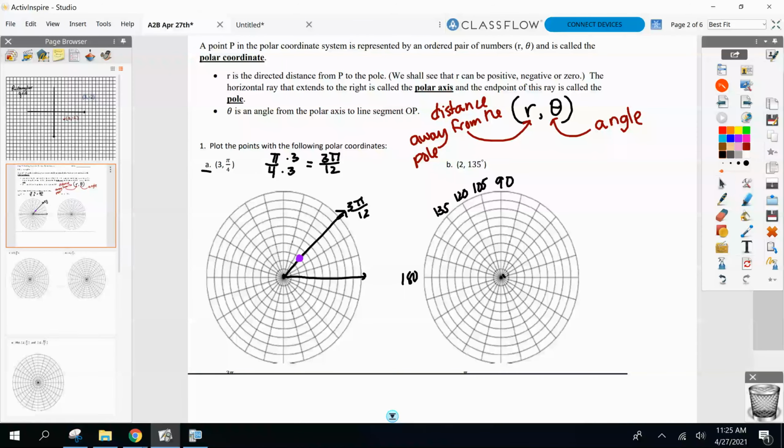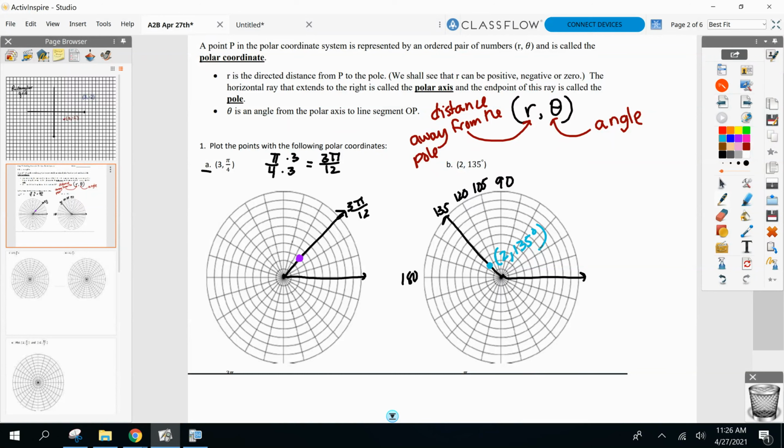And again, I'm going to keep drawing the angle out just so you guys can see exactly where I'm putting this point. No rotational arrow needed here. I'm asked to graph a point, not the angle. And then notice the R value now is 2. So I go 2 units away from the pole, and there it is. 2, 135. So it's not that bad. Anything from you guys at home here in class? We all good?